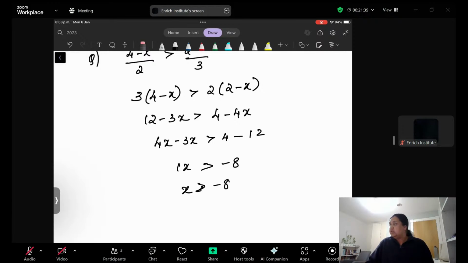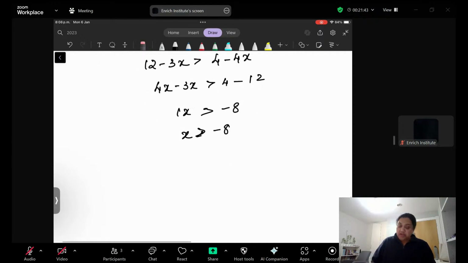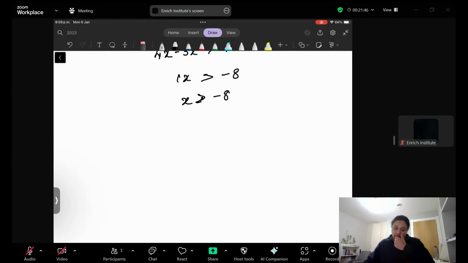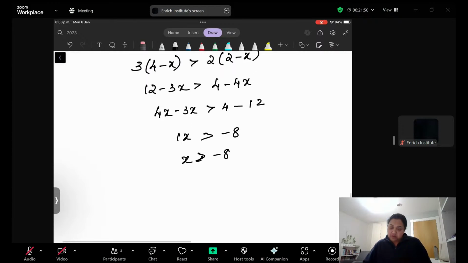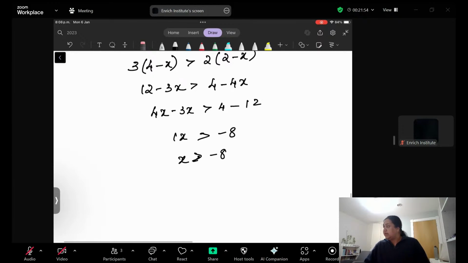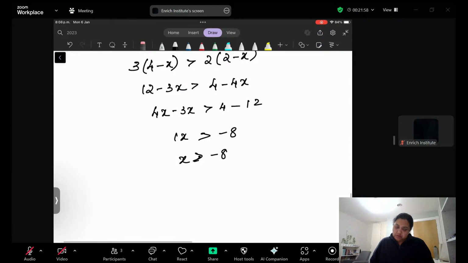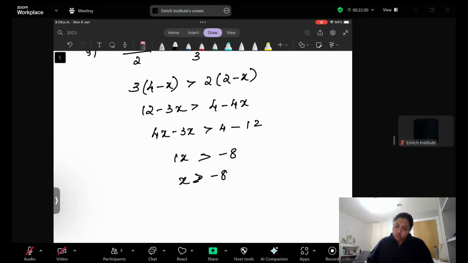Now, when it comes to this, you need to plot it as a diagram. Oh, sorry, did I make any mistake? 4 minus 12, minus 8. Okay, small mistake here.